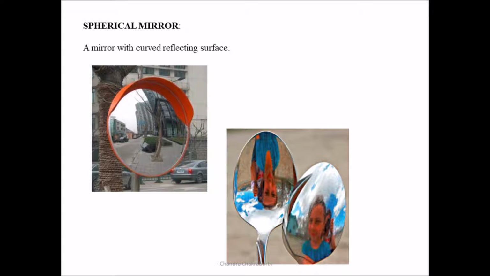Even a spoon. Here I have given an example of a spoon. Here you can see that there is a curved reflecting surface of a spoon. So this is an example of a spherical mirror. Now a spherical mirror can further be categorized into concave mirror and convex mirror. So let's see what a concave mirror is and what a convex mirror is.